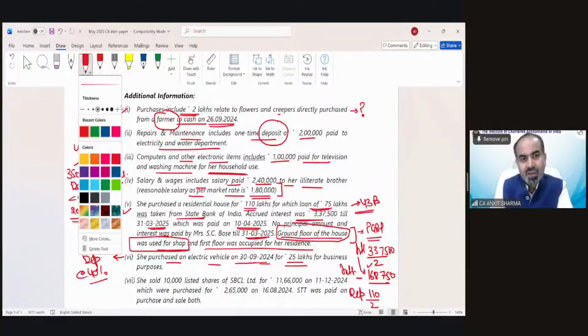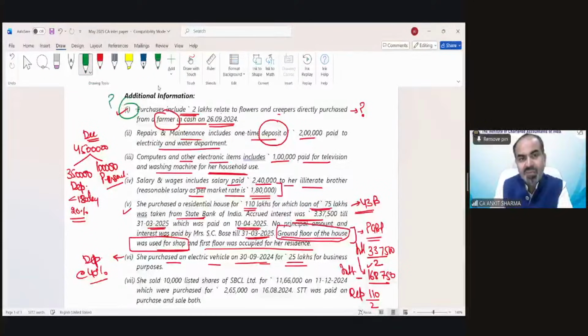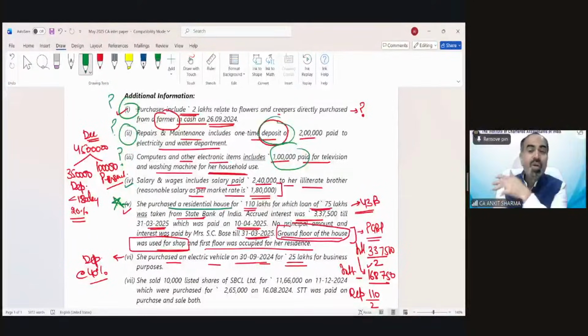Now tell me, do you find this point number 1 difficult? It is so simple. Is point number 2 difficult? It is so simple. It is deposit. Need to add it back. Is computer information difficult? 1 lakh is for personal purpose. So on the remaining, we have to charge depreciation. Salary wages point is again very simple. We all know that if payment to a related party exceeds the fair market value, that difference needs to be added back. Yes, we can say this fifth point is tricky because if you are going through this point, in the starting, you will feel it is a residential house. So you may skip this information, thinking it has nothing to do with my PGBP.